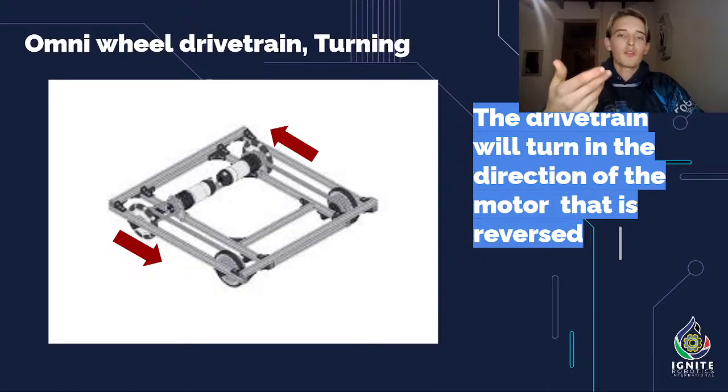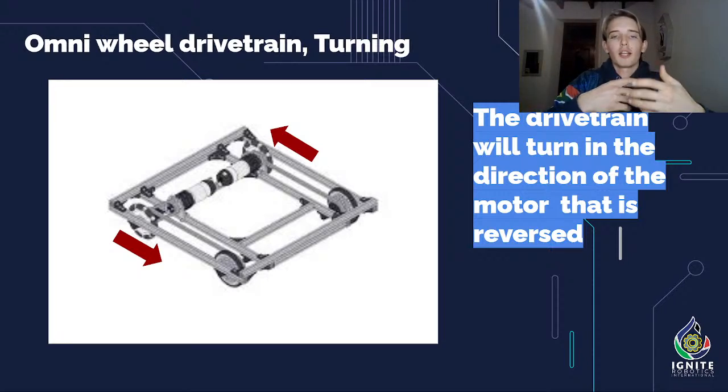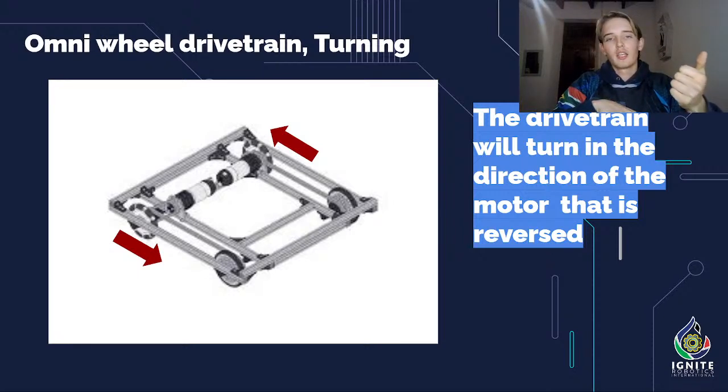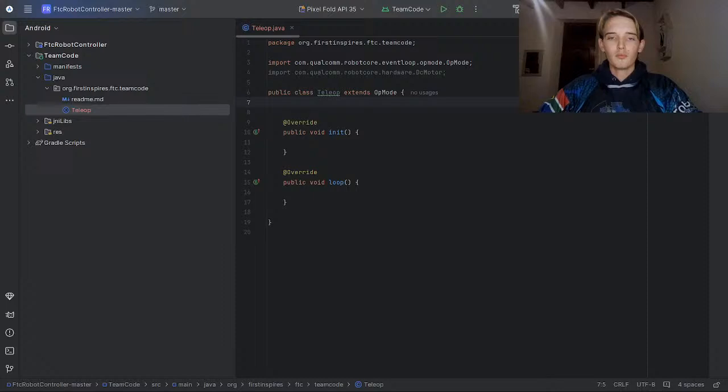So now that we've got the concept, here's the hardware: we have an omni-wheel drivetrain. We want it to work in such a way that when the driver pushes the right joystick forward, the robot goes forward, and backwards likewise. With the left joystick, if they push it to the right, it turns to the right. If they push it to the left, it turns to the left. So we understand how the omni-wheel drivetrain works and how we need to turn it. Now, once we have that understanding, we can actually go into Android Studio and start programming it. So let me just go into Android Studio.